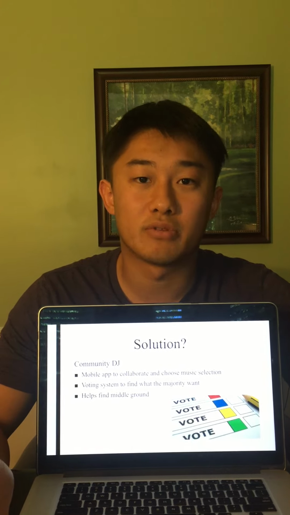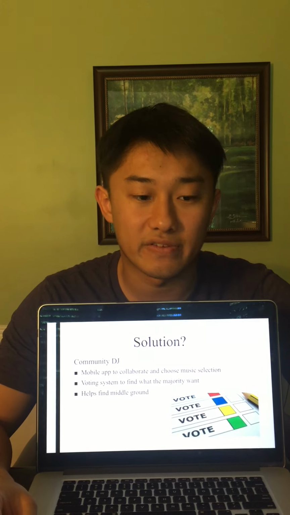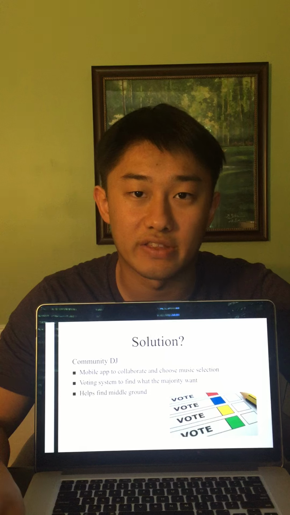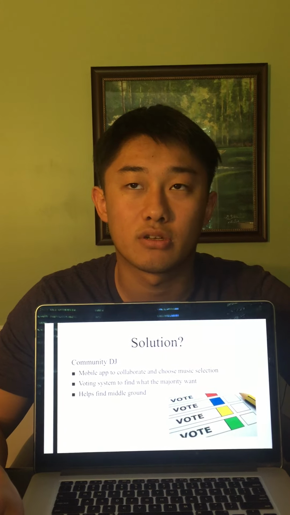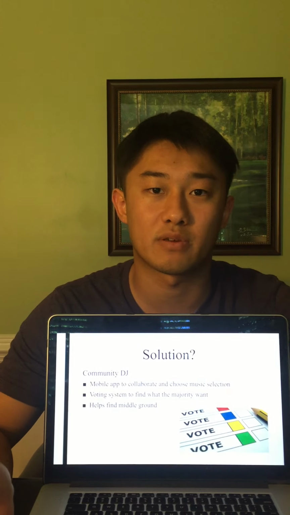For example, a real life example of this would be my roommates and I. We have no idea what to play. I want one thing and my roommate wants another thing. What we can both do is we both open the app and we propose a song, and then everybody else at the event can vote on what they want, and the song that gets the most votes will be the song that's played. Essentially, this is just to help find the middle ground and make sure that the most people are happy with what's being played.